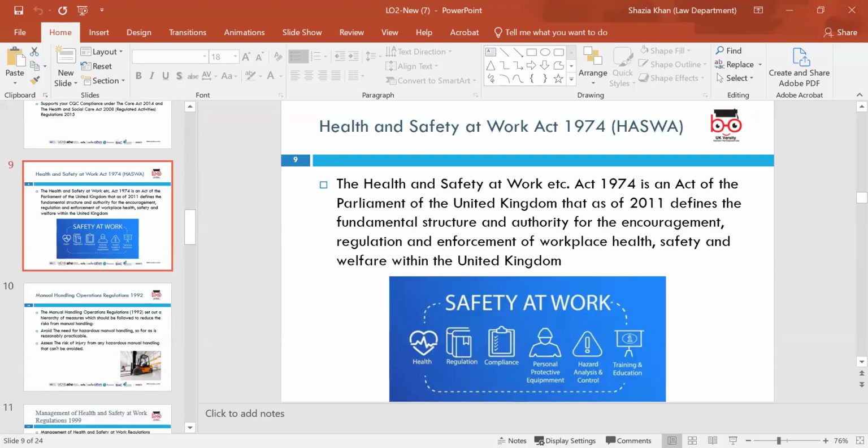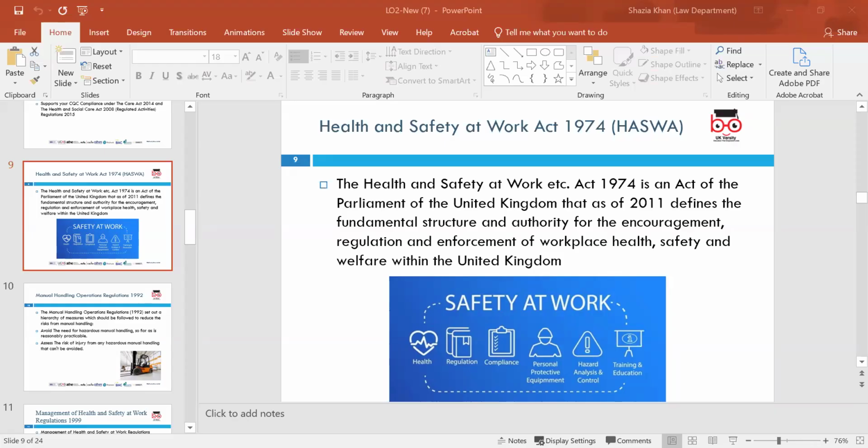Then we have another really important law, which is called HASWA, the Health and Safety at Work Act. This is primary UK legislation, and it sets the foundation for health and safety and welfare at work. It places a duty on your employers to ensure, as far as reasonably practicable, the health and safety of their employees, and of others who may be affected. So they are protecting you. The employers have a duty to provide you a safe workplace.